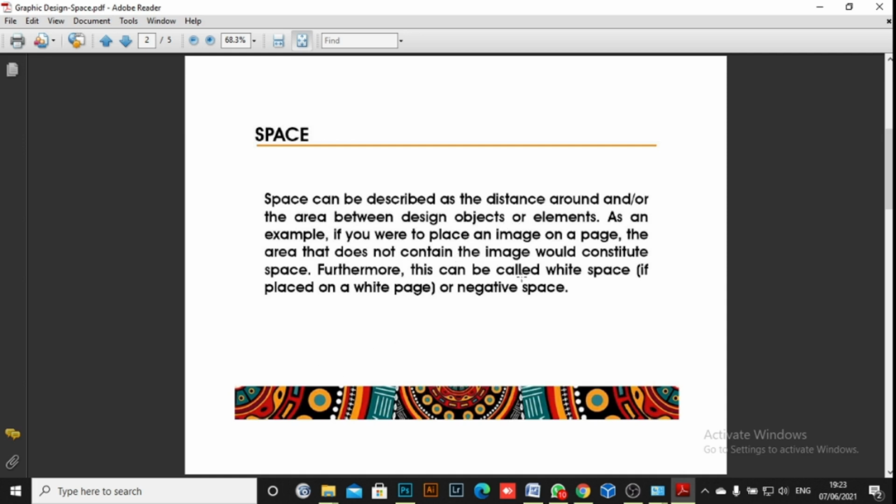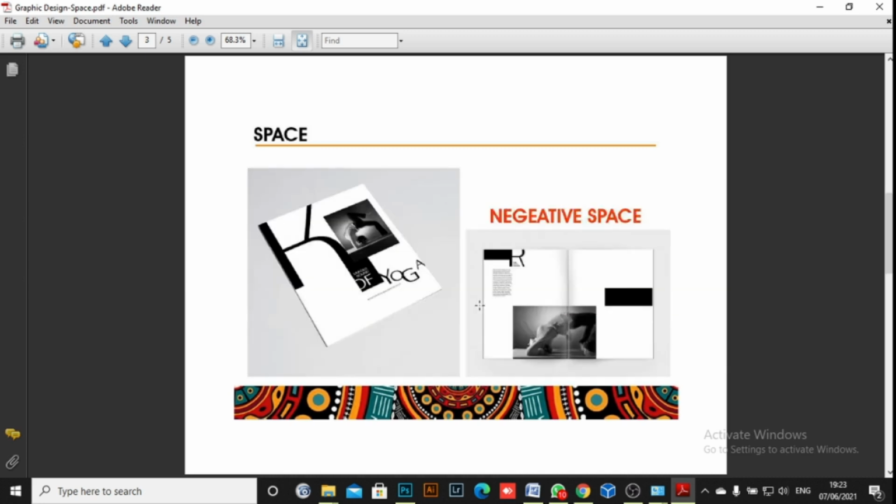We'll discuss that. Space is also called the white space or the negative space. So if you hear negative space, it means the space or the areas around elements in your project.